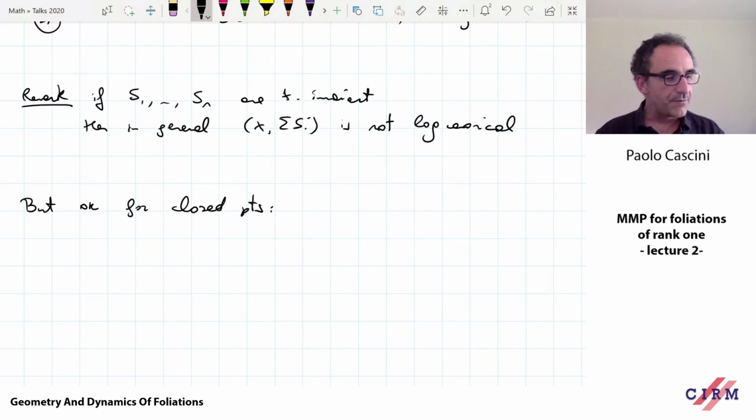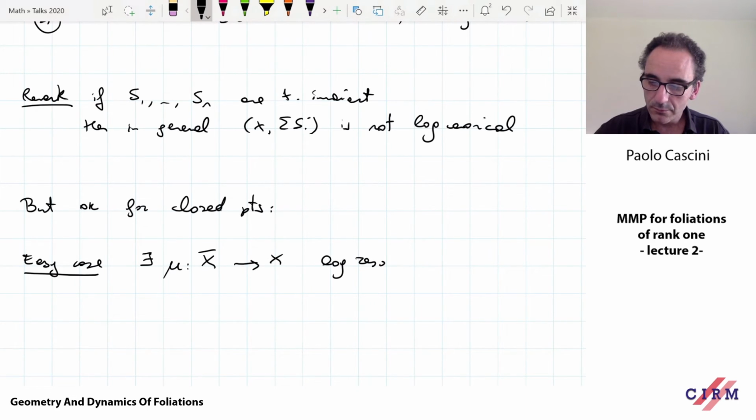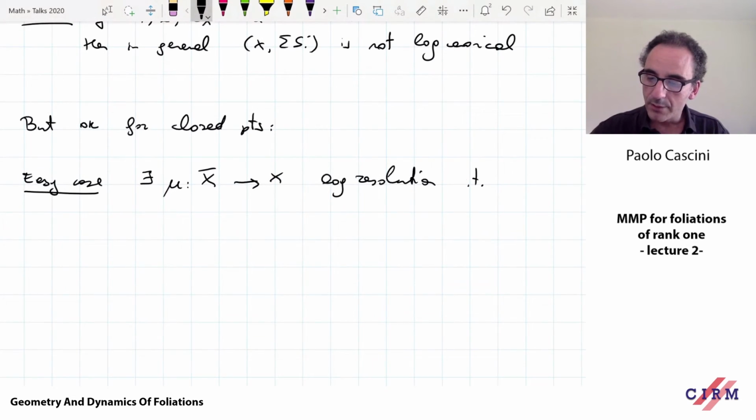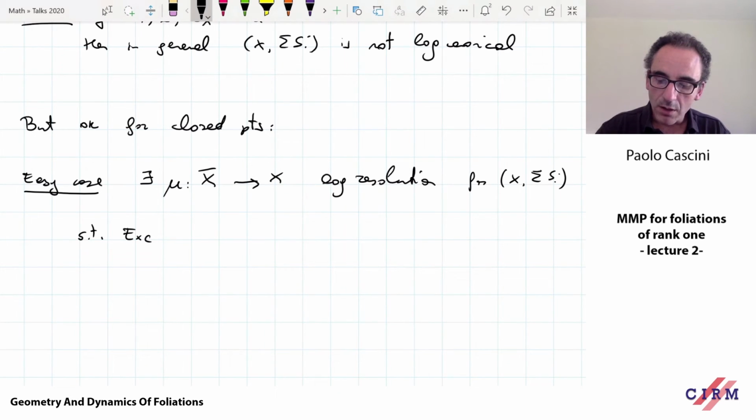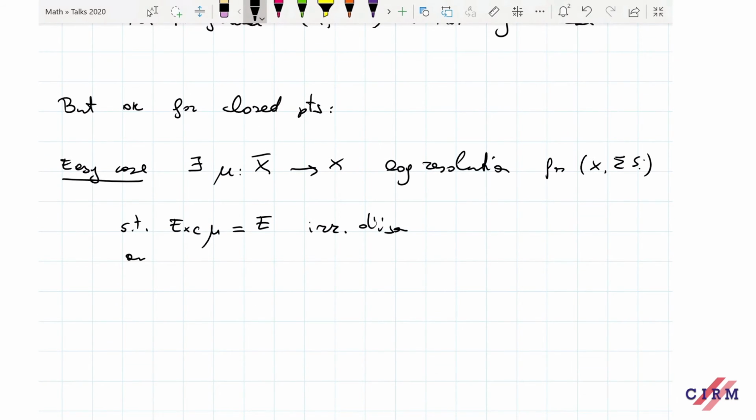So let me consider a very special case. Let me suppose that there exists a local resolution such that the exceptional locus for the pair x delta, the exceptional locus of mu, is a unique irreducible divisor E. And mu of E is mapped to a point.